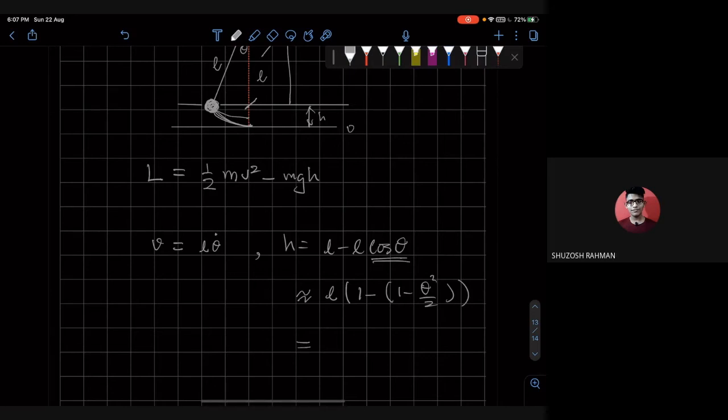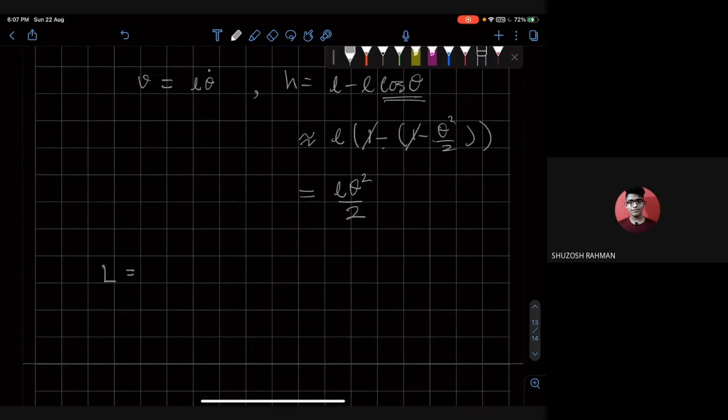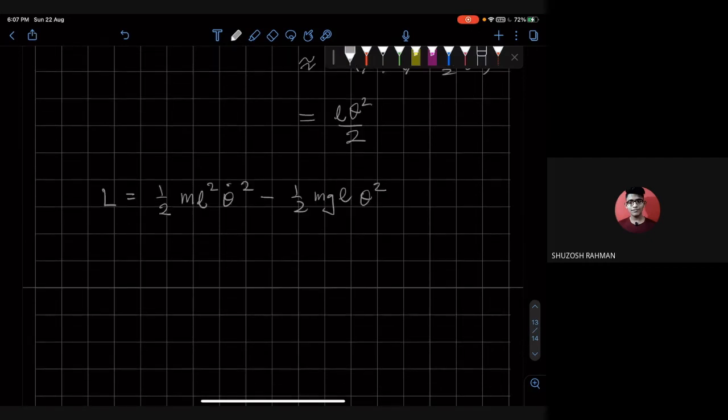If I write this, then these two terms cancel out, and this minus minus gives me plus. I get L theta squared by 2. So I put all of this together in my Lagrangian, and then my Lagrangian becomes half of m L squared theta dot squared minus half m g l theta squared.